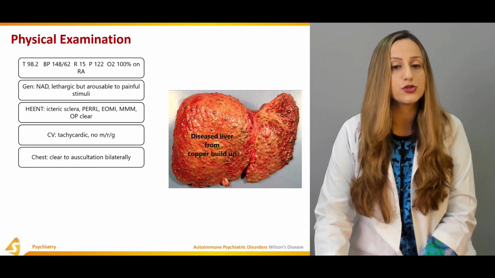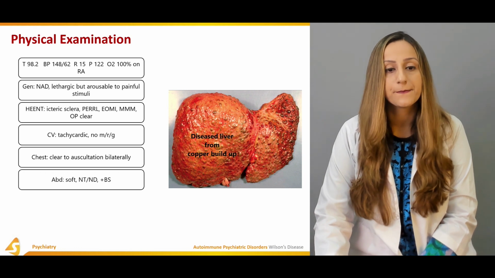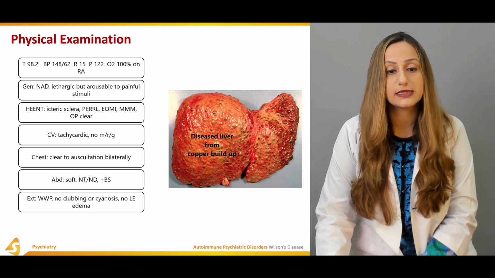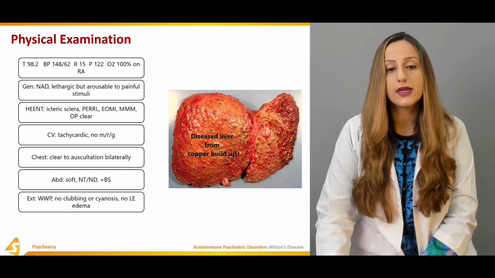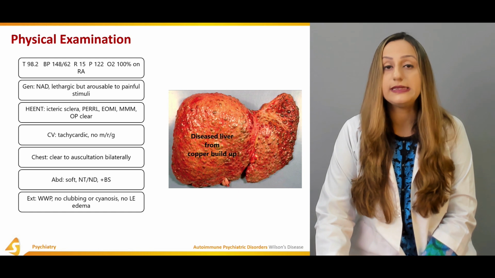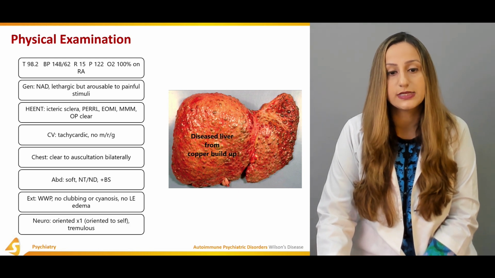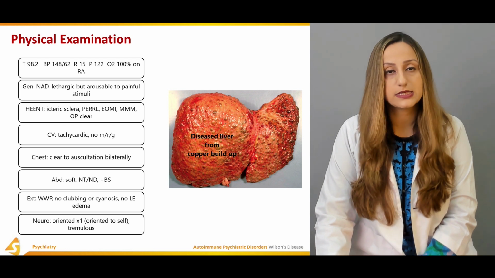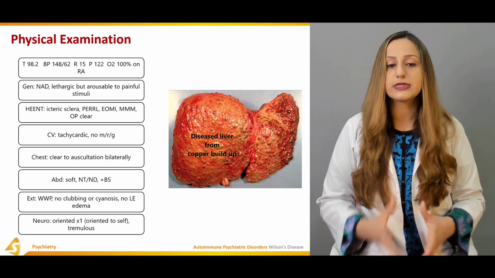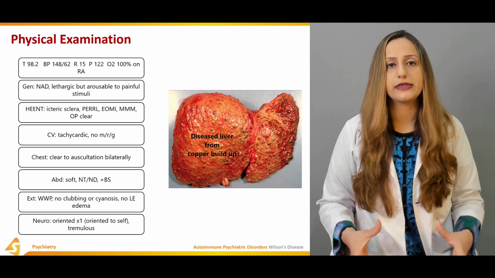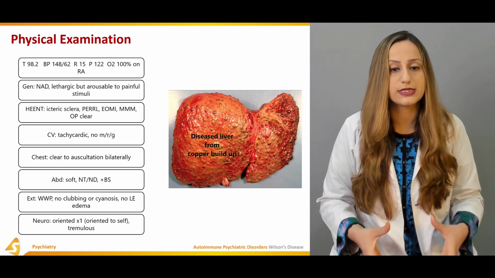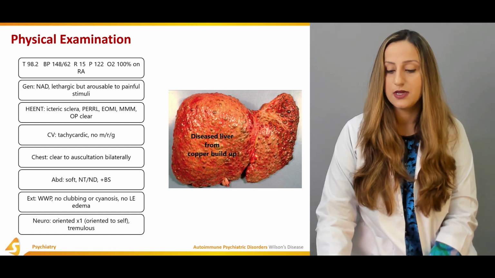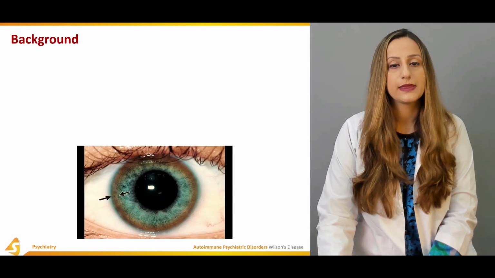The chest is clear to auscultation bilaterally. The abdomen is soft and the bowel sounds are present in such an individual. No clubbing or cyanosis and no edema is observed in these individuals. The patient is oriented but sometimes tremulous. So this is the neuropsychiatric examination. He's going to be oriented, in a cautious state, but sometimes tremors are observed on the physical examination.